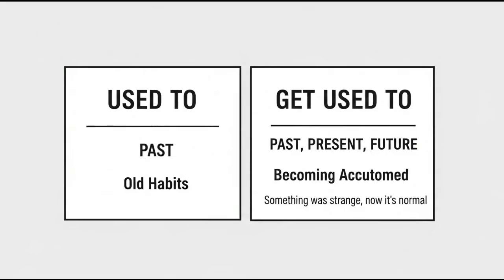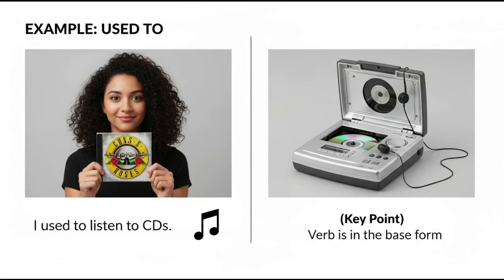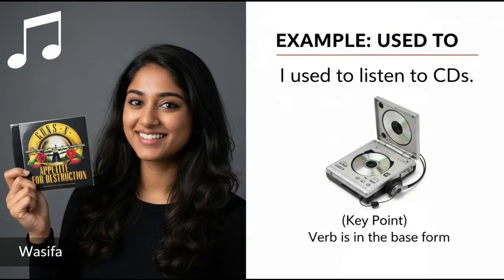So let's look at some examples. We'll start with used to, in the past. You see I have the music symbols here. How do you think I used to listen to music? Well, when I was in high school, I used to listen to CDs. For those of you who are really young, you might not know what a CD is, so let me grab one for you. I have here my Guns N' Roses CD. So I used to use a CD player, and I used to lie down on my bed and listen to Guns N' Roses. So that's how we use used to.